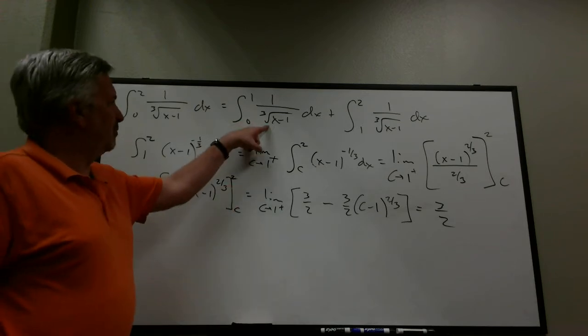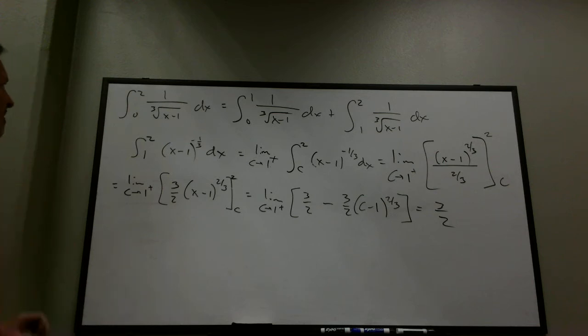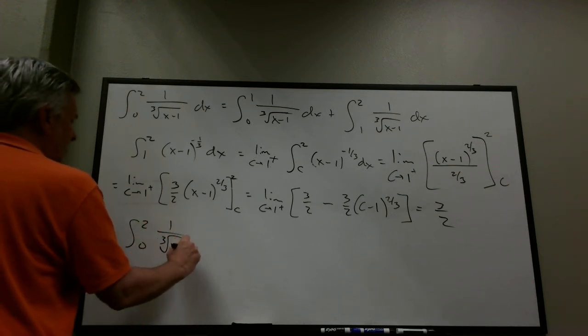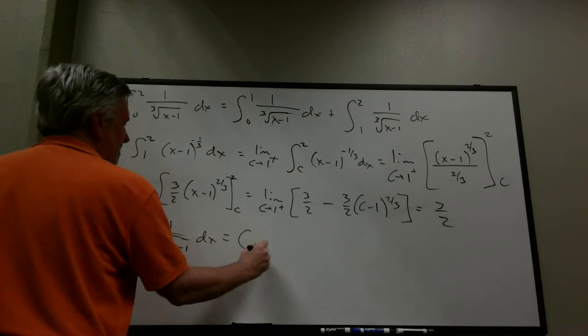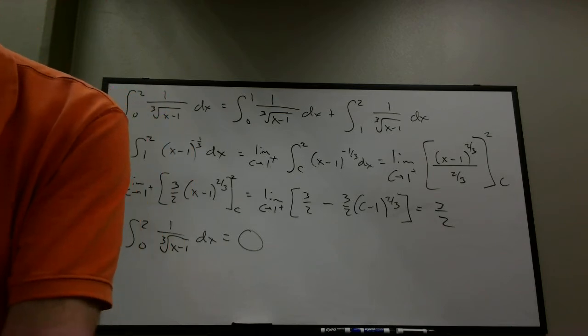And so this integral converged to minus 3/2, this integral converged to positive 3/2, and so the integral from 0 to 2 of 1 over the cube root of x minus 1, dx is 0. You add the two answers together. And therefore the integral converges.